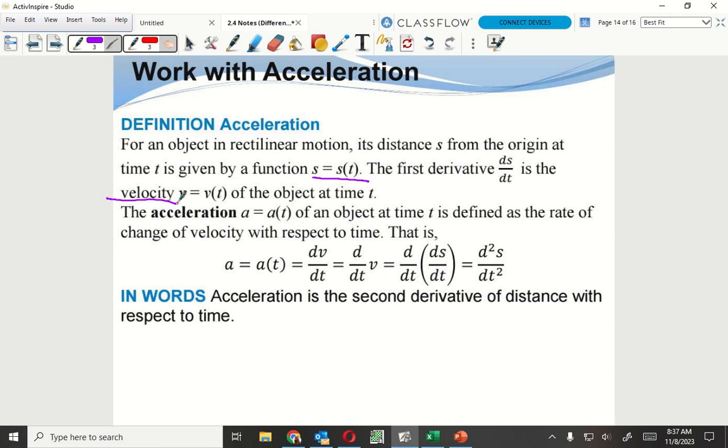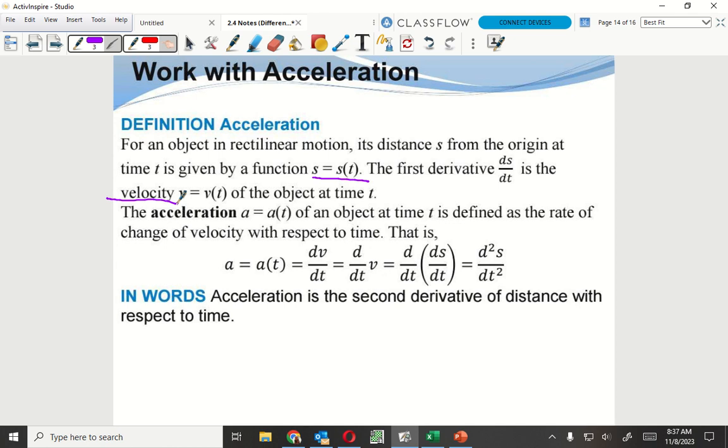And then if I take a derivative of that again, it gives me my acceleration. I could call that my y triple prime, or in this case, my s prime prime. This one right here would actually be acceleration. I can change it to a of t, defining the rate of change of the velocity with respect to time. So it's the second derivative. Acceleration is the second derivative of distance with respect to time.